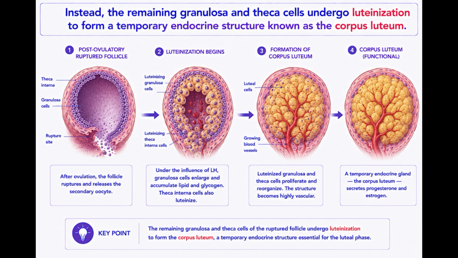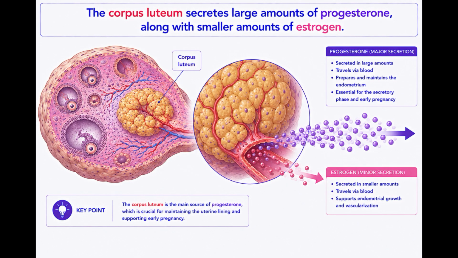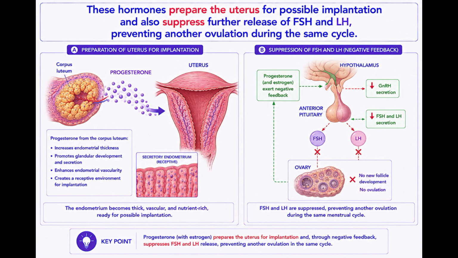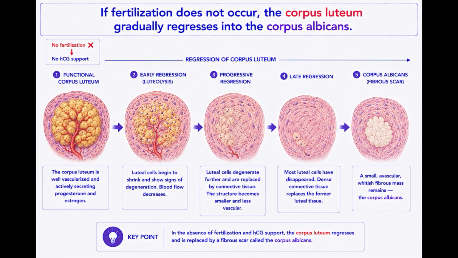Instead, the remaining granulosa and theca cells undergo luteinization to form a temporary endocrine structure known as the corpus luteum. The corpus luteum secretes large amounts of progesterone, along with smaller amounts of estrogen. These hormones prepare the uterus for possible implantation and also suppress further release of FSH and LH, preventing another ovulation during the same cycle. If fertilization does not occur, the corpus luteum gradually regresses into the corpus albicans.